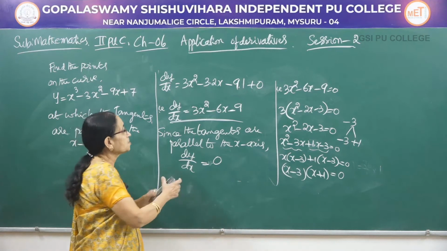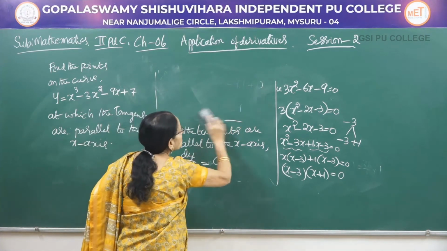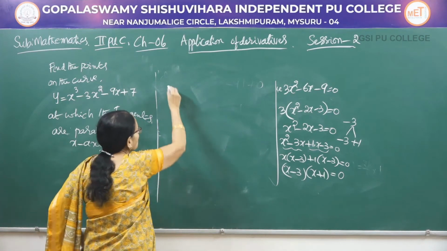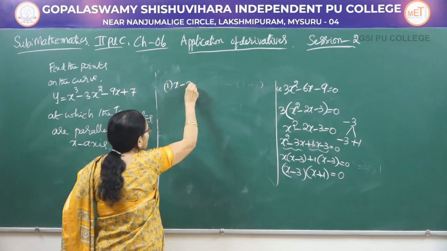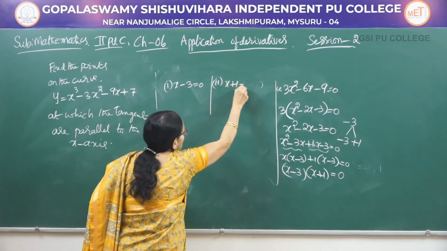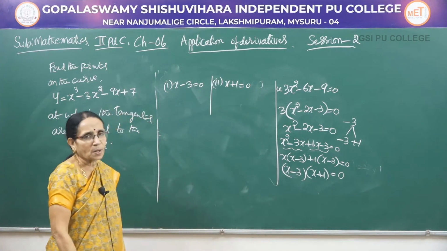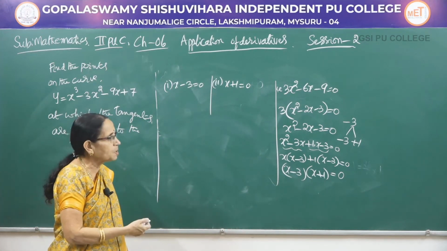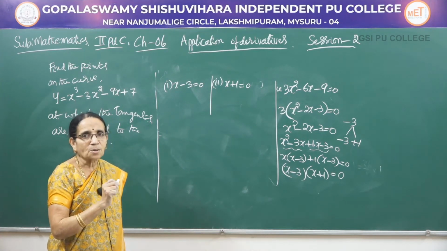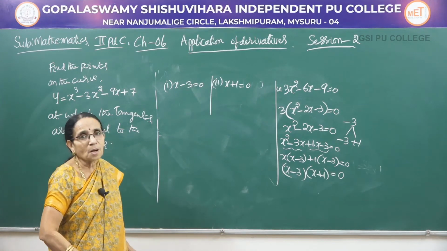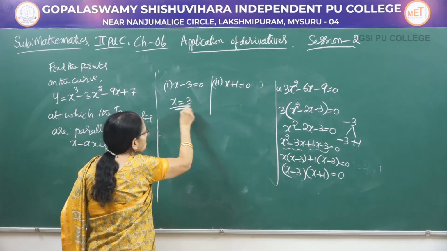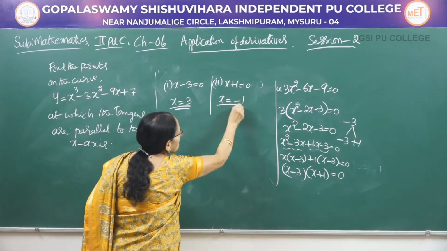Now, what are all the values of x here? For the values of x, equate each factor to 0. So the first one is x minus 3 equal to 0, the second one is x plus 1 equal to 0. When a product is 0, it means either the first may be 0 or the second may be 0. Since we are solving the equation, we have to consider both of them, called the roots of the equation. Therefore, here x is equal to 3 and here x is equal to minus 1.